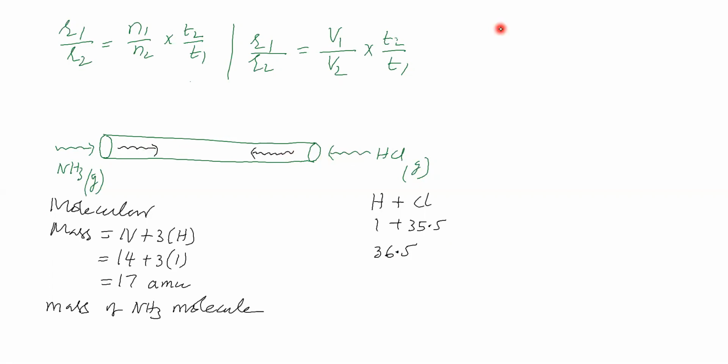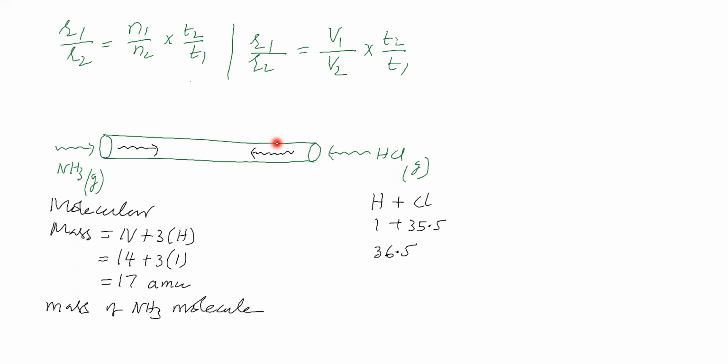They will meet at one point. Ammonia and HCl will meet at one point, suppose this point or this point or this point. Do you think that point will be exactly the center, or closer to HCl, or closer to ammonia? That meeting point will be the center of the tube or closer to HCl or closer to ammonia. In which point do you think they will meet with each other?